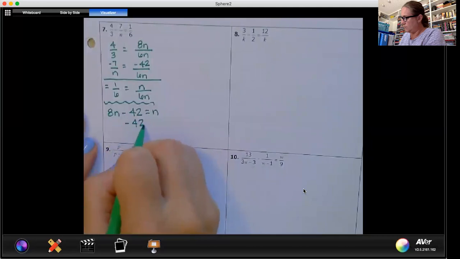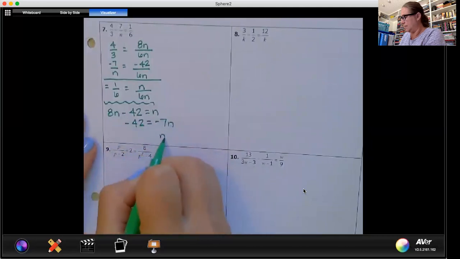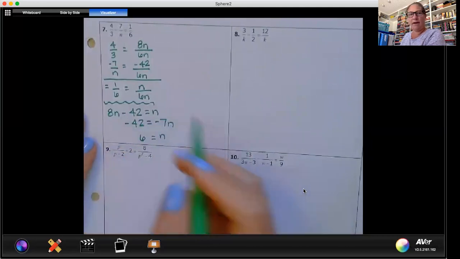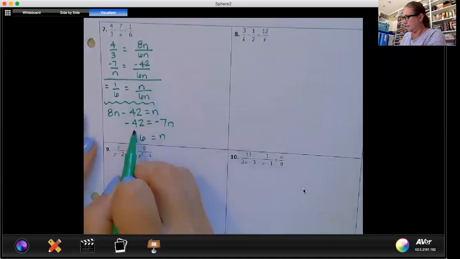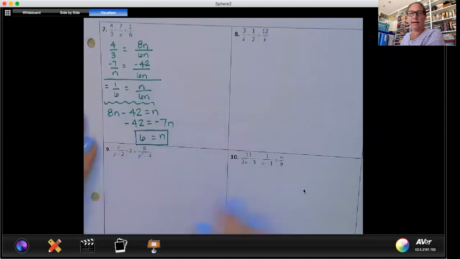So negative 42 equals negative 7n, and n is equal to 6. And if I plug 6 in for my denominator, I don't get 0, so it is my answer.